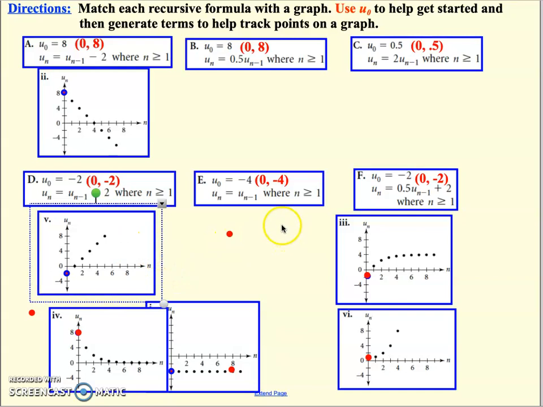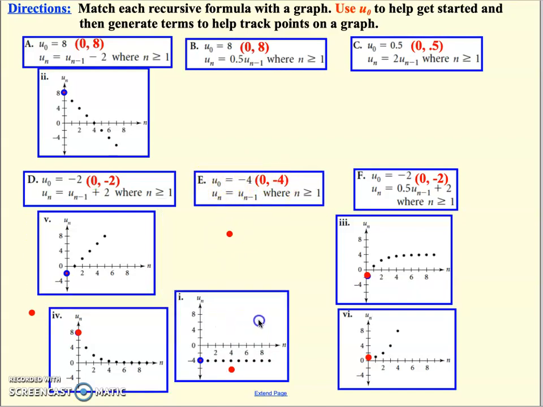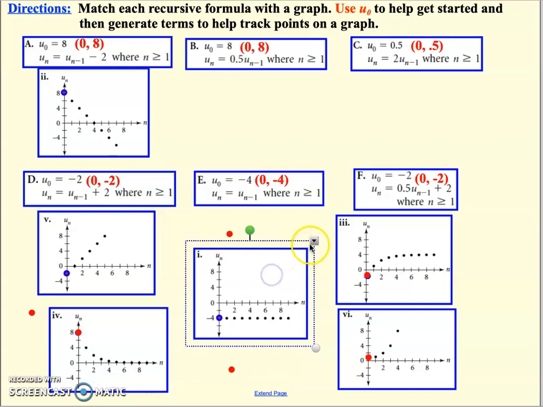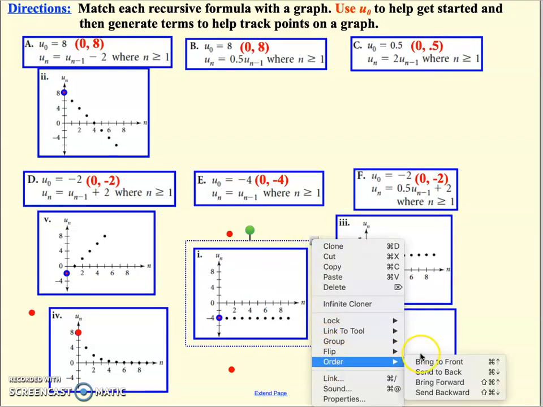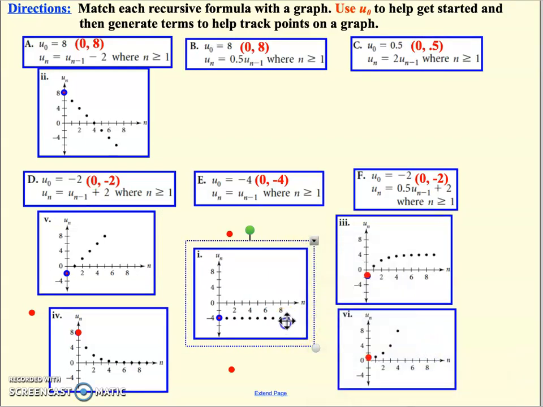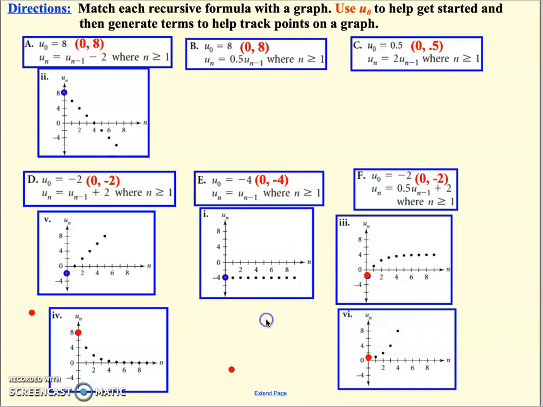Then as I scan through, I see one other one that looks to me like it could be arithmetic. I've got a y-intercept of -4. I see one more graph that's linear, which is this one. Let's see if we can figure out how it fits that rule. What this rule says is that every term is the same as the previous term, so u sub n equals the previous term. In other words, there isn't any subtraction. You're always going to get -4, so every term in the sequence is -4.